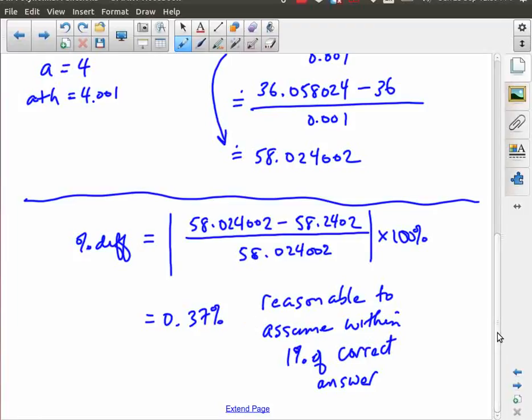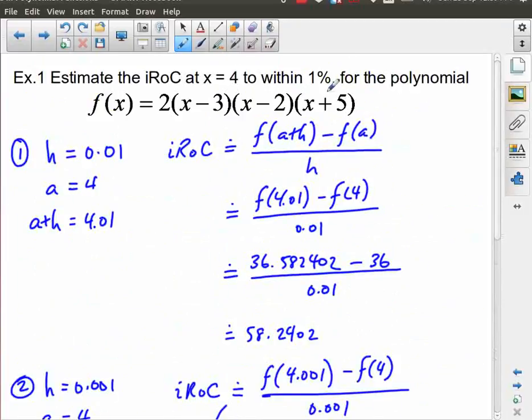So that's an example of how you can estimate your instantaneous rate of change to within some specified threshold value. Still a good idea to start with small numbers. Sometimes your calculations might end up being such small numbers that you might get an approximately 0% difference. Well, that's fine as well. That means that your estimate is as good as you're going to be able to make it.